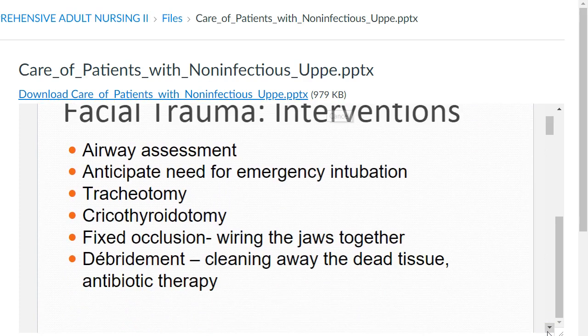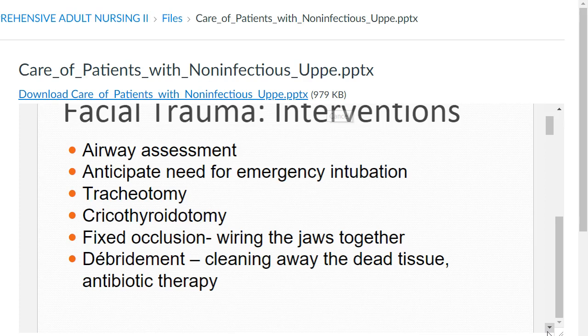Obviously, airway assessment is of utmost importance, and the need for possible emergency intubation. These patients may also need a tracheotomy or a cricothyroidotomy, it just depends on what assessment findings occur. Do the patients have shortness of breath? Do they have dyspnea? Do you hear stridor? Are they more anxious and restless? Many times that's just a sign of hypoxia.